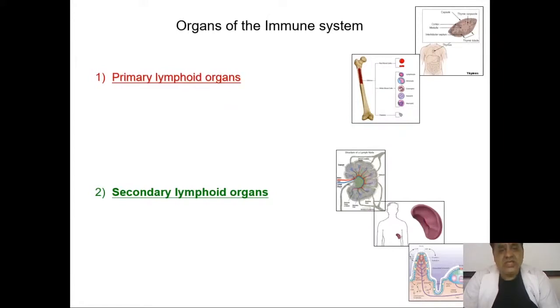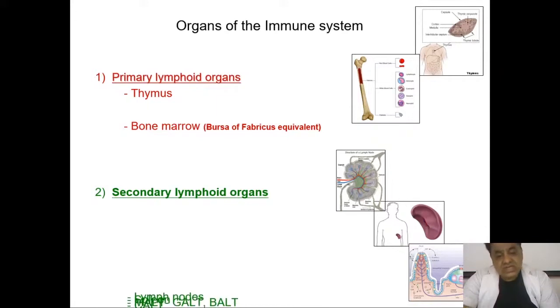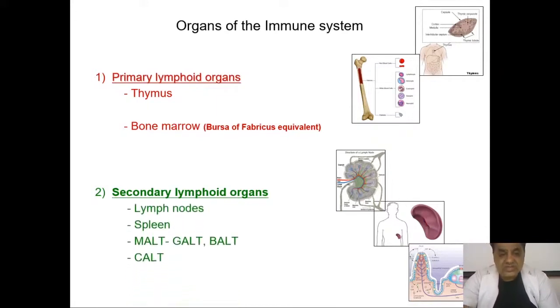Now, the immune system works with the help of the lymphoid organs. You have the two primary lymphoid organs, that is the thymus and the bone marrow. That is a bursa fabricius equivalent in chicken and other animals in whom it was studied and discovered. Then you have secondary lymphoid organs. You have the lymph nodes, the spleen, the MALT, that is mucosa-associated lymphoid tissue, that is GALT, that is gut-associated, and BALT, bronchus-associated MALT. And then you have CALT, cutaneous-associated lymphoid tissue. So these are various secondary lymphoid organs the immune system has in its armamentarium.